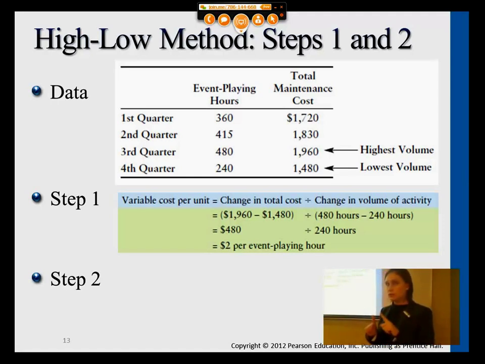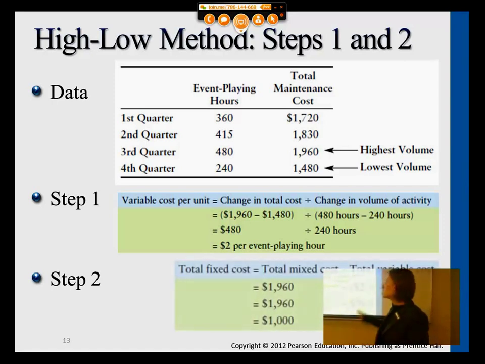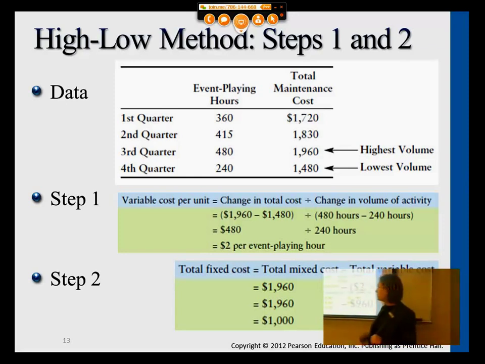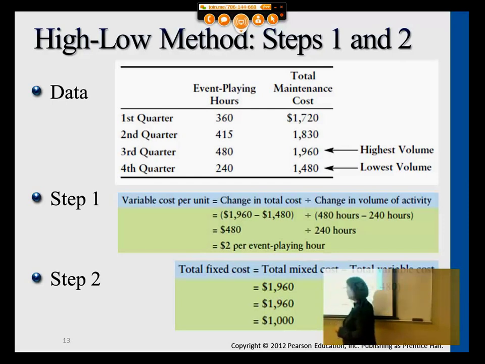So when you're calculating, don't get mixed up. I'm calculating my variable cost per unit, but the next calculation I do is my total fixed cost. These two are usually where you get messed up. So here's what we're going to do. My total fixed cost is my total mixed cost minus my total variable cost. Mixed cost less variable cost, because the components of mixed cost are the fixed and the variable. So mathematically, your fixed cost is mixed minus variable.